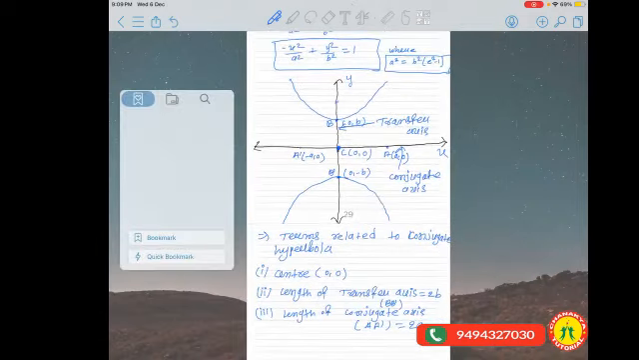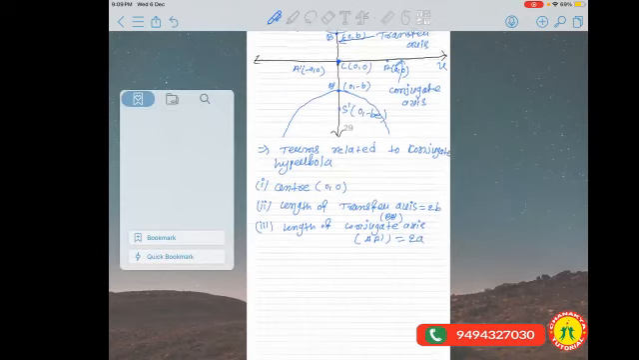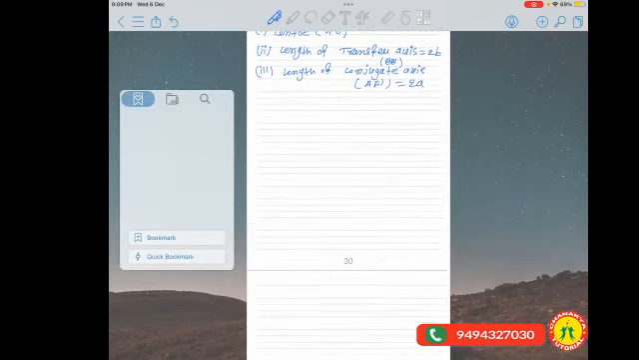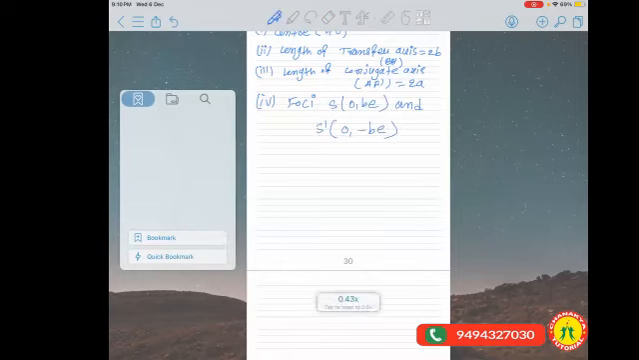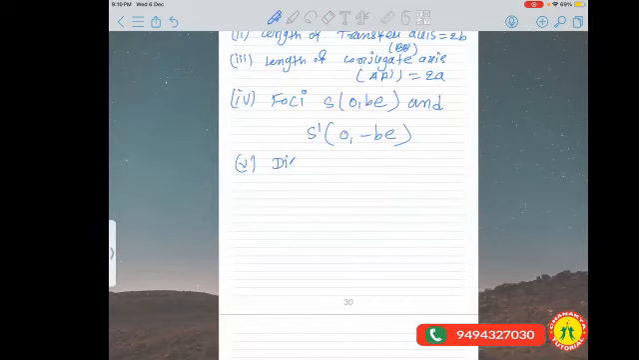Now the foci. The fourth point is the foci: S is 0 comma be and S dash is 0 comma minus be. So the distance between the foci is 2be.